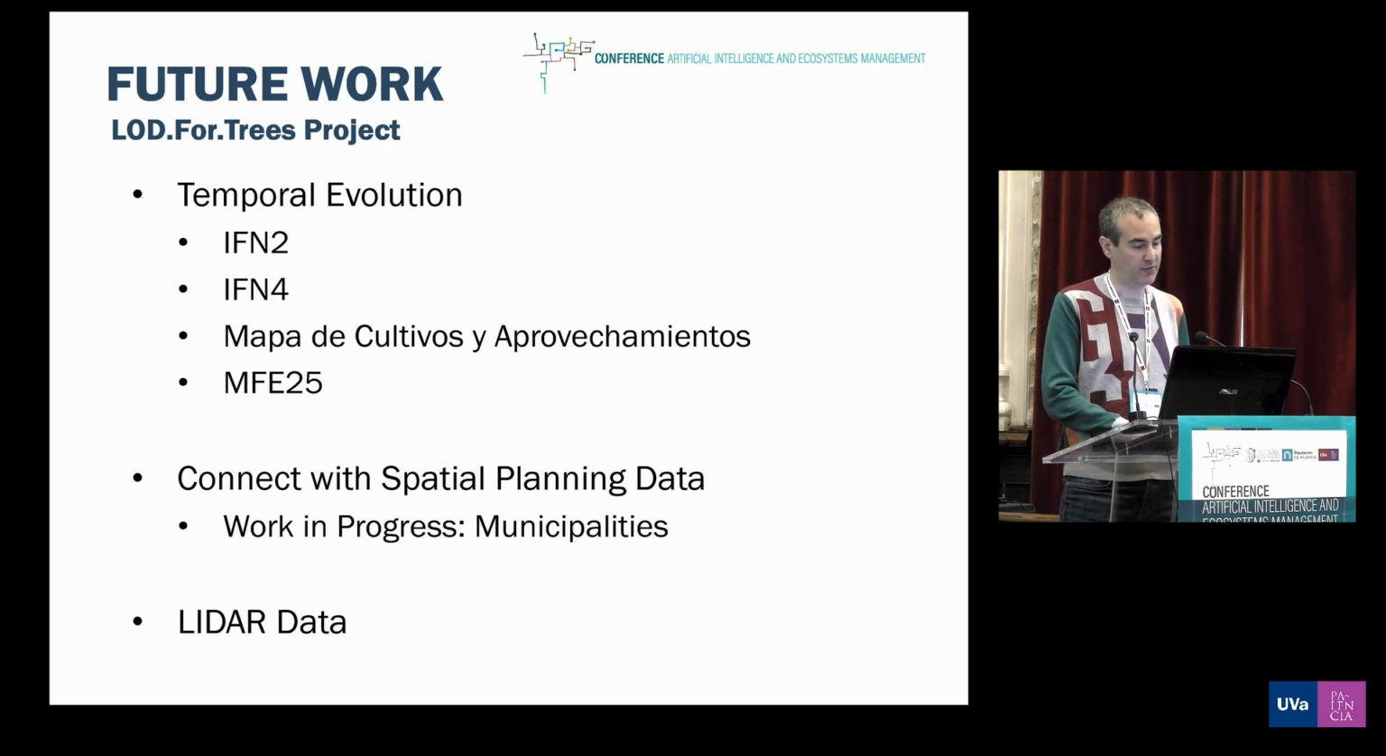And also there is a new version of the Spanish forestry map that is also being finished right now that we want to transform. There is not an older version of that, but there is a map of crops and agriculture that has comparable information, so we want to transform that also. Another thing we want to do is connect with other data sets, starting with the spatial planning data. And there is in fact right now work in progress with municipalities that you will see just after this presentation. We want to do something with LIDAR data.